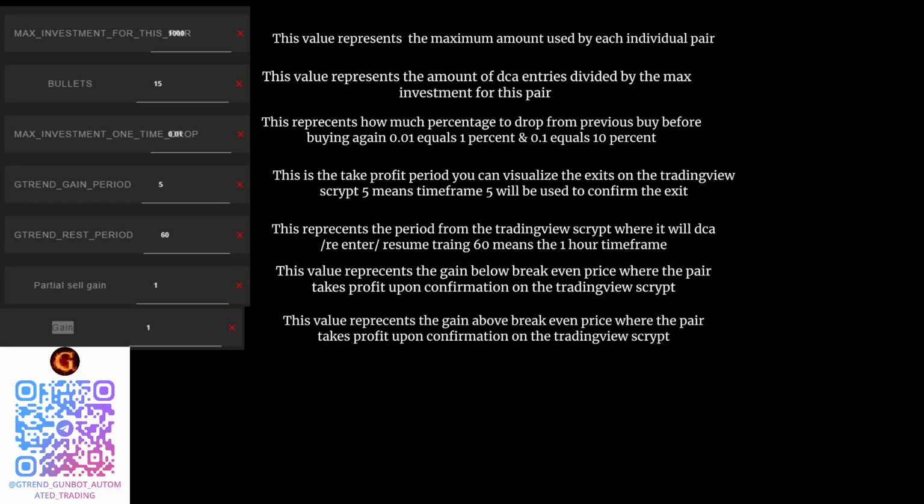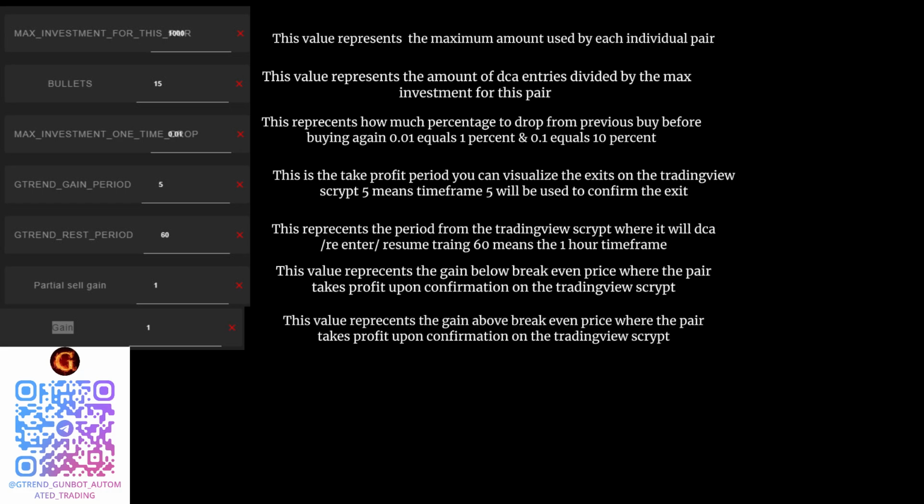Now here are some additional settings that you can use. Aside from the max investment for the pair, as well as the bullets, you can use the max investment one-time drop. This means that in order for Gtrend to buy again or to DCA, for example here it's 0.01, this means it's 1%. So it needs to drop 1% and then give us confirmation before it rebuys or DCAs again.